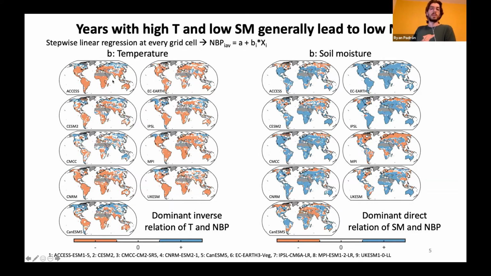So basically what these maps are showing is that, for example, in the case of temperature, we have a negative value of the coefficient, indicating that generally years where we have higher temperature will correspond to years where you have lower MVP, except at the higher latitudes where the opposite is true. Whereas for soil moisture, you generally have a positive coefficient, indicating that years with lower soil moisture will also have lower MVP in general.